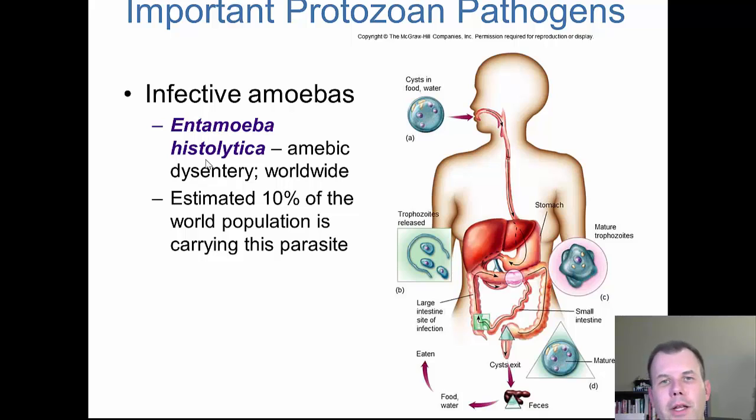Sometimes it can be asymptomatic and you don't even know that it's there. And so that can be an issue too, that you're carrying a parasite and don't even know it. What's interesting is it's estimated that about 10% of the world carries this parasite on them at all times. And so that's a lot of people. If you think 10% of 7 billion people is, what is that, 700 million?